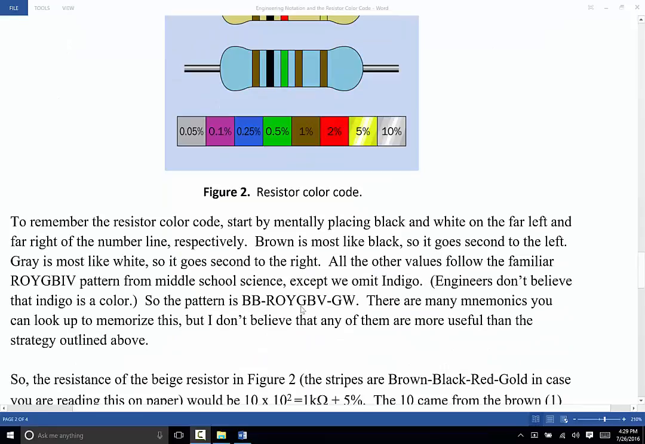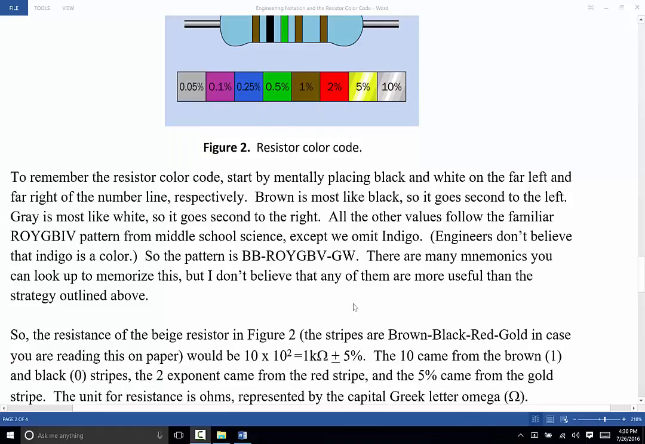So black, brown, Roy G. Biv, gray, white. That's the way that I think about it.